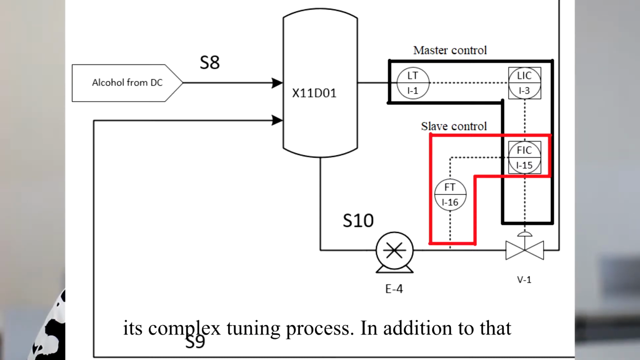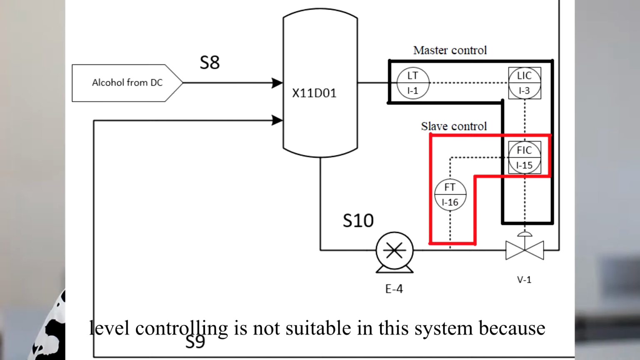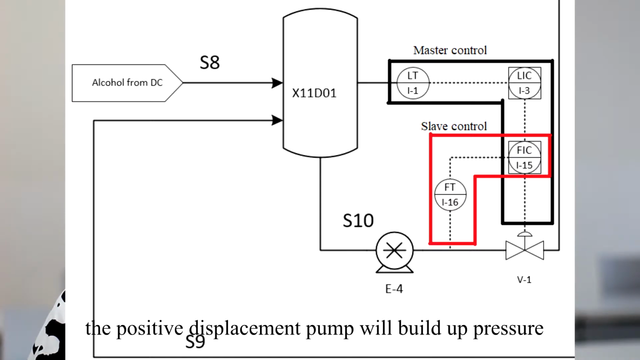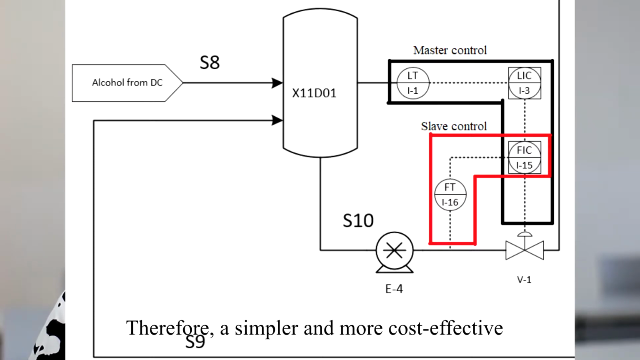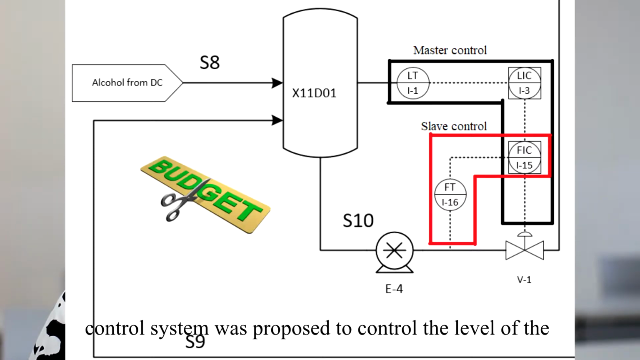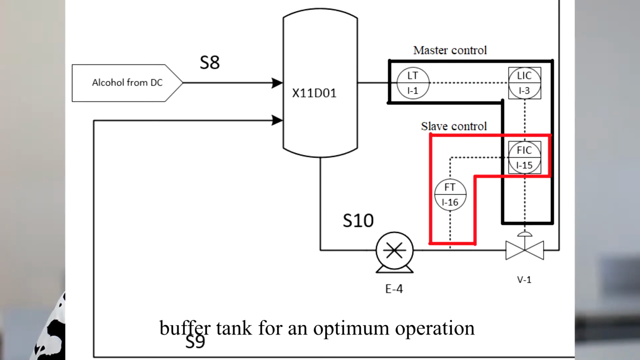In addition to that, level controlling is not suitable in this system because the positive displacement pump will build up pressure in the tank when valve V1 closes. Therefore, a simpler and more cost-effective control system was proposed to control the level of the buffer tank for an optimum operation.